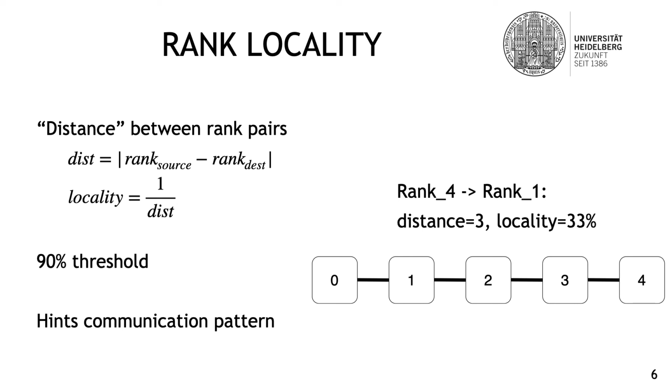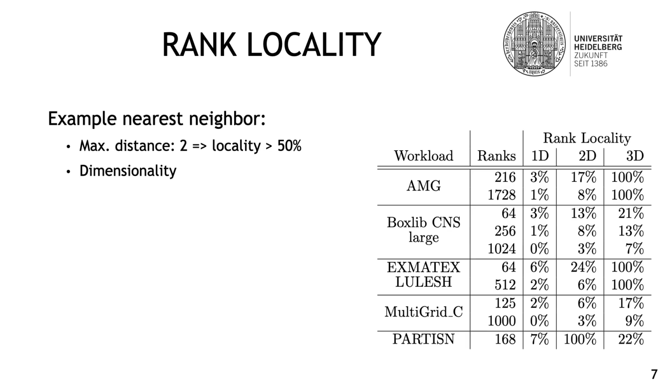And why is this metric useful? For example, it can help to predict communication patterns. So let's look at the nearest neighbor communication pattern, for example. The majority of the communication in this pattern should happen within a distance of 2, which results in a locality of greater than 50%.